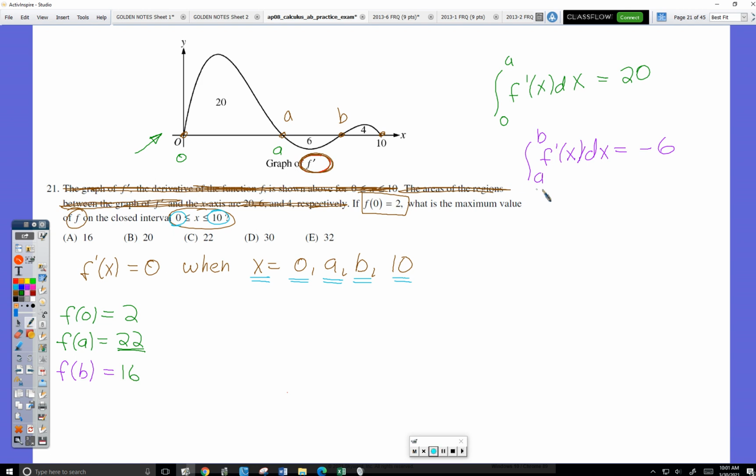Look. Every time I integrate f prime, I'm finding by how much f is different. Like the value of f at time a was 22. Because the integral of f prime from time a to time b is negative 6, that tells me f went down by 6 from this time to this time. So now f is 16. 22 minus 6. You see it?